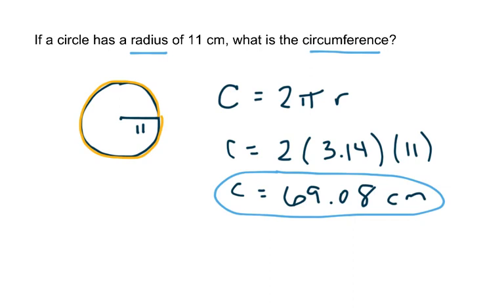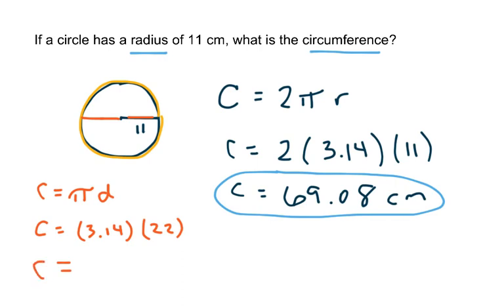If you're thinking, well, what about that C equals pi D thing? What if I want to use that? What if I want to say the circumference is pi times the diameter? Okay, well, let's see if we can use that here. The circumference would be 3.14 times the diameter. Well, if the radius is 11, then the diameter is 22. And when we multiply 3.14 times 22, sure enough, we get that same 69.08 centimeters.